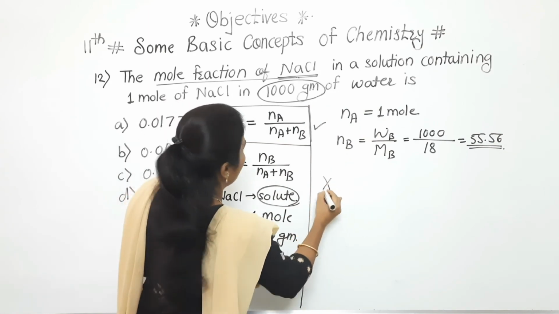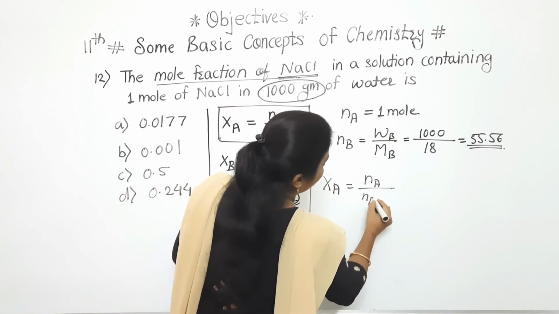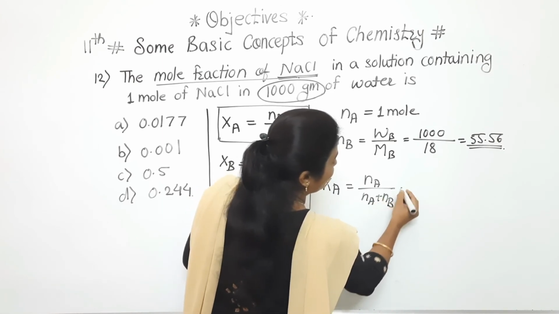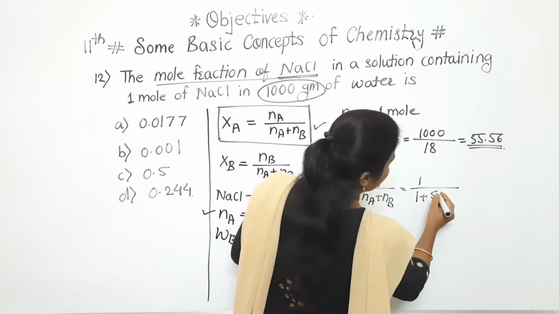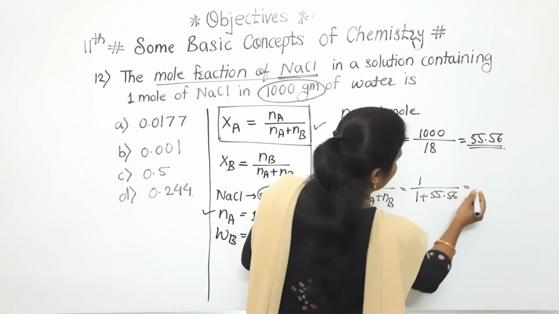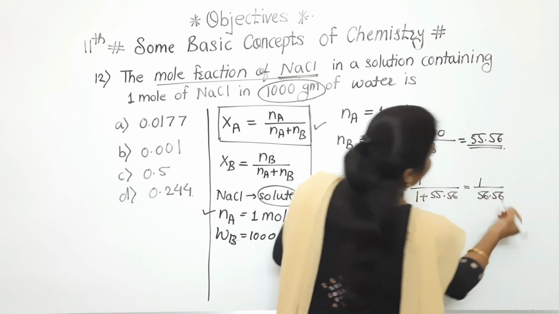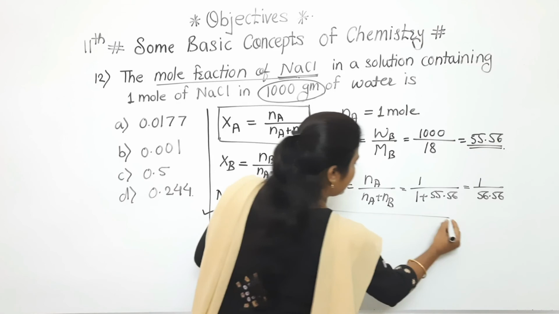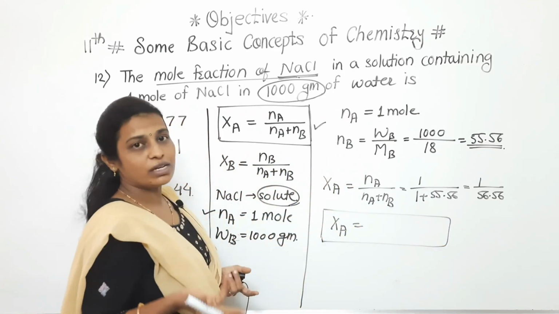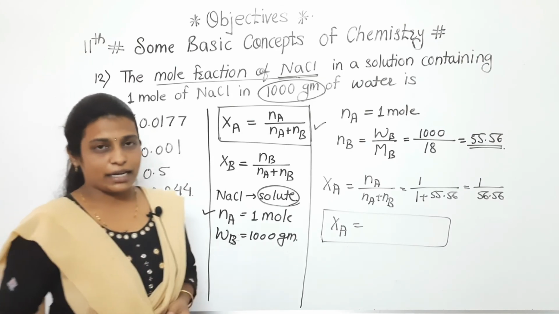So XA is equal to Na upon Na plus Nb, the formula we are writing once again. After that, 1 divided by 1 plus 55.56, which is 56.56. After that calculation we will get the answer, and I hope you will calculate it. For that, option A is the correct answer.